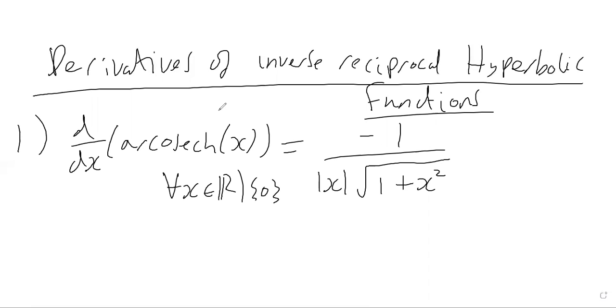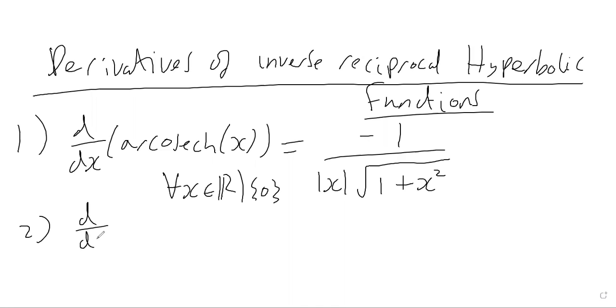So our cosech of x is not defined at 0. But for all other x values, this is actually defined. And again, that's basically because the cosech function is not defined at 0, but it's defined for all other x values. So that's why we have that domain.